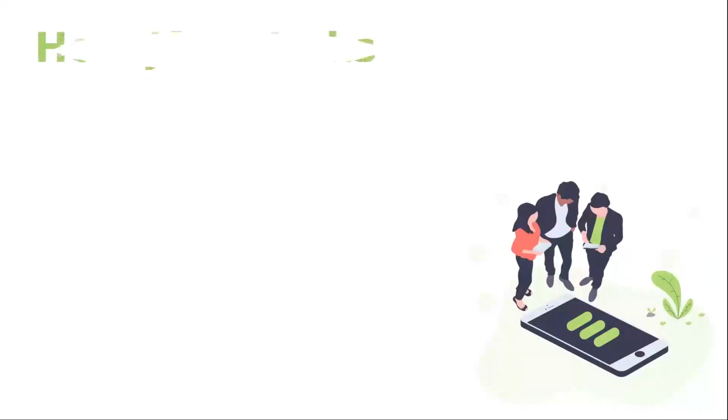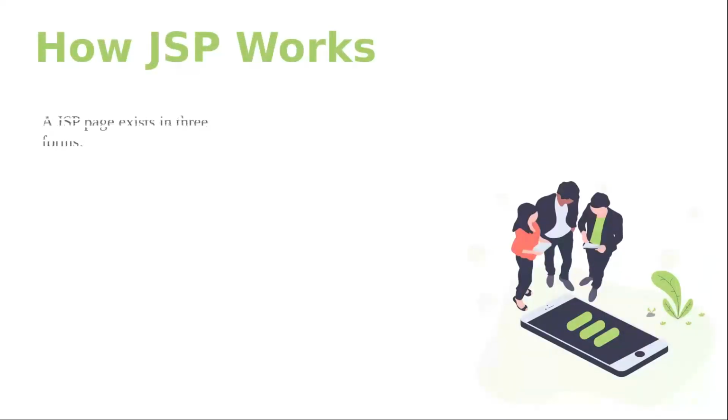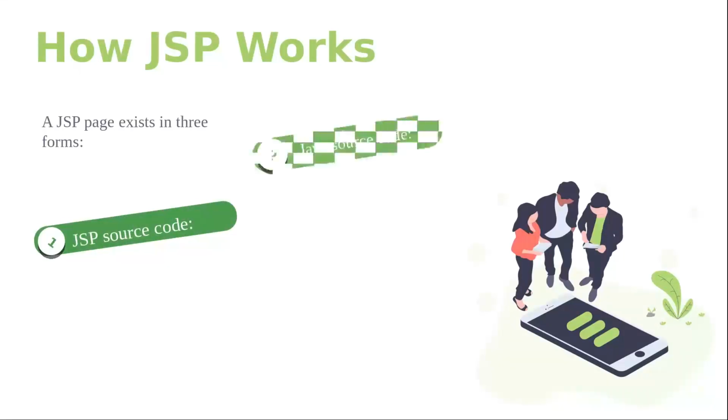So, how JSP works. A JSP page exists in three forms. The first is the JSP source code. This also tells us what is JSP. This is the form the developer actually writes, and it exists in a text file with an extension of .jsp and consists of a mix of HTML template code, Java language statements, and JSP directives and actions that describe how to generate a web page to service a particular request.